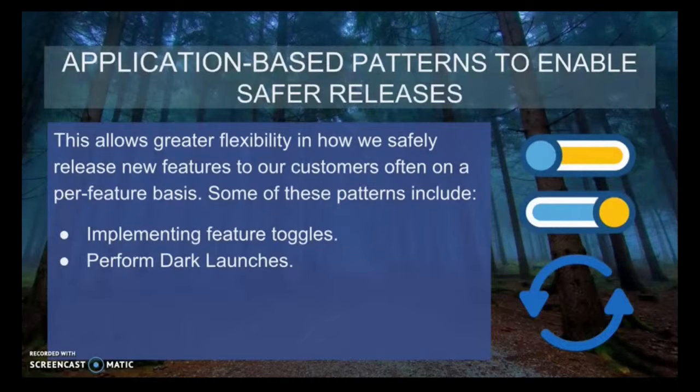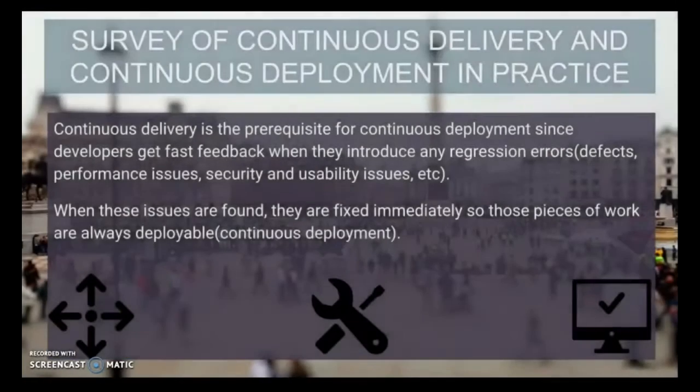If we move to the next slide, we get the survey of continuous delivery and continuous deployment in practice. This is very useful. Continuous delivery is a prerequisite for continuous deployment since developers get fast feedback when they introduce any regression errors, defects, performance issues, security and usability issues, and a couple others as well. This is why it is very important to keep an ongoing work while we are trying to improve these features as well. So when these issues are found, they are fixed immediately. So those pieces of work are always deployable, or in other words, continuous deployment.